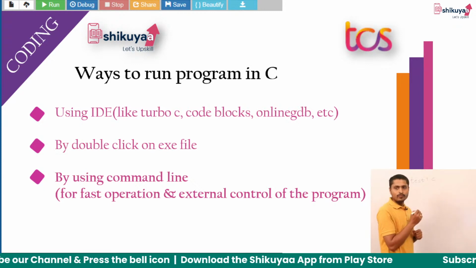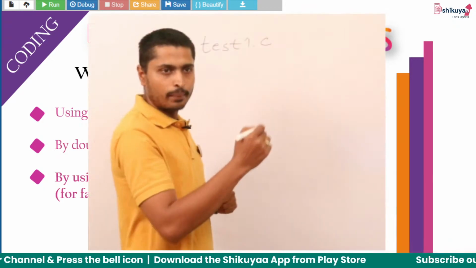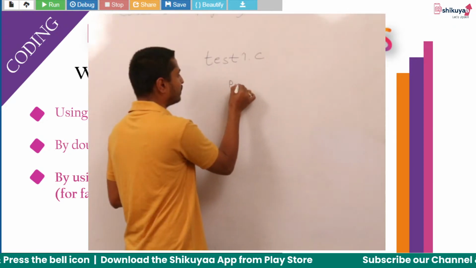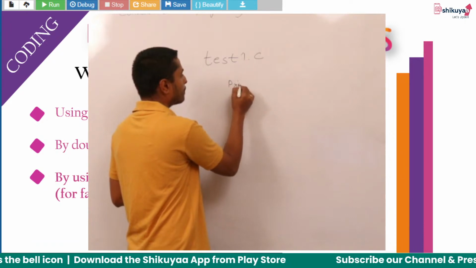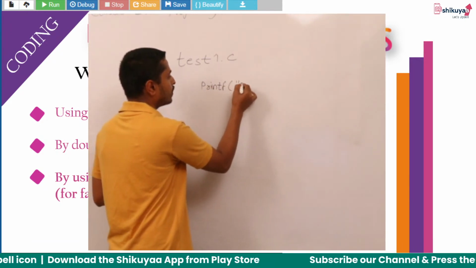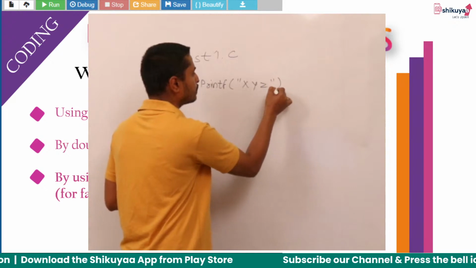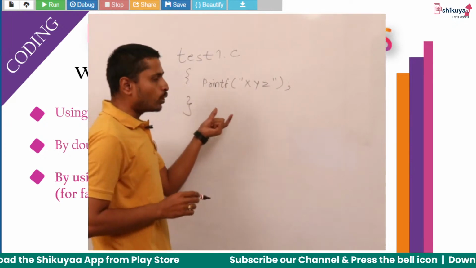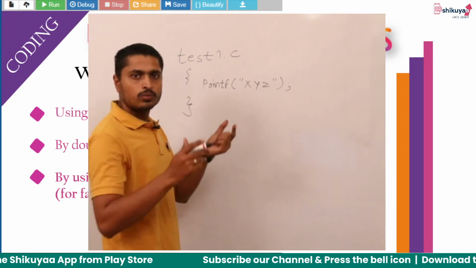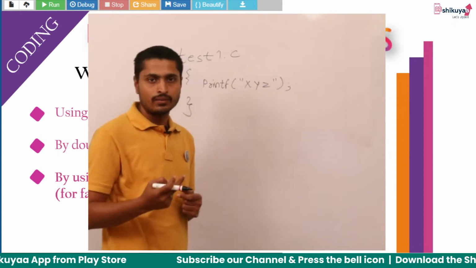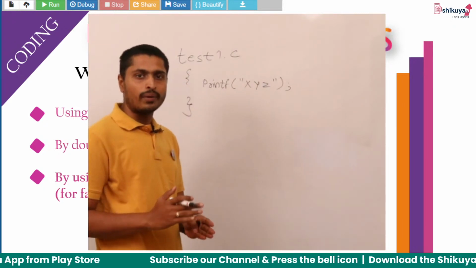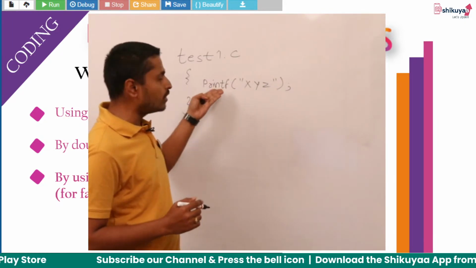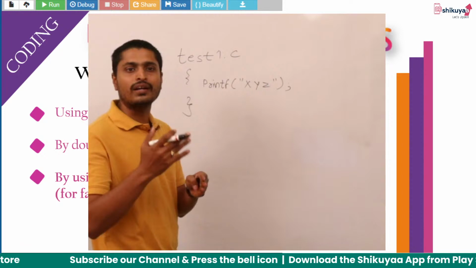Suppose you have created one file to print the name. So what is inside this program? Suppose a simple program, that is printf xyz. So this is a simple program. Whenever you write this program, you are going to build it. After that, there is one option, that is compile and run. So when you compile your program and then run, this program will be run and the result will be displayed on the console of that IDE.